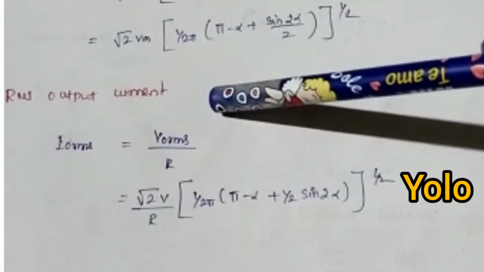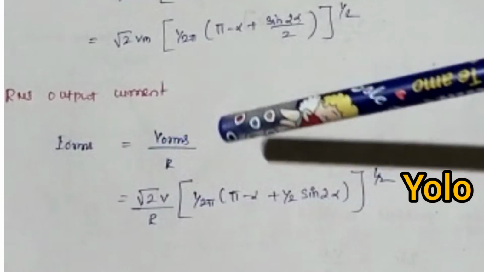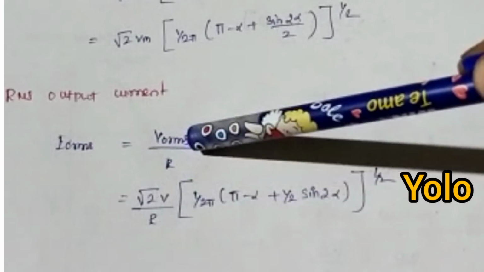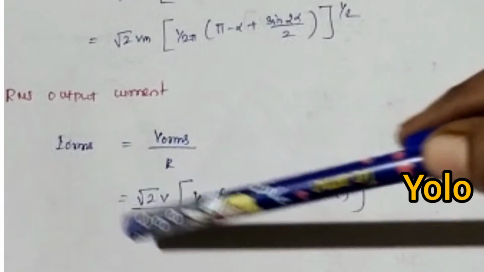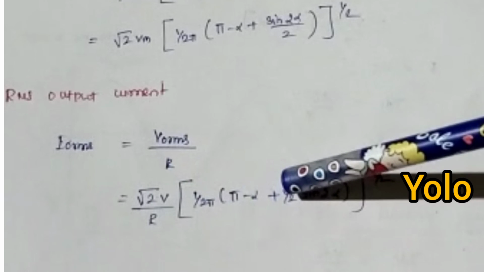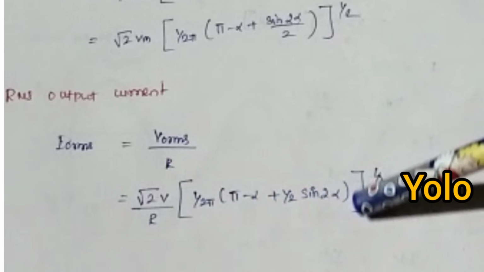So RMS output current, I naught RMS, equal to V naught RMS divided by R. So we can put in the equation for V naught RMS. We get I naught RMS equal to root 2 Vm divided by R, times 1 by 2 pi into (pi minus alpha plus 1 by 2 sin 2 alpha), to the power 1 by 2.